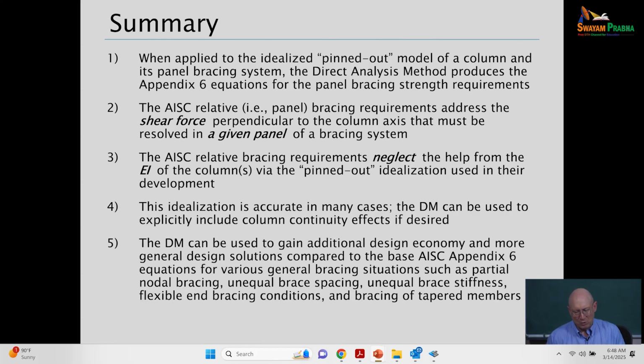We can use the direct analysis method if we've got more complex bracing cases to move beyond what we can do in just the use of the Appendix 6 equations themselves. So I want to go to Consteel here, and let's work through an example in Consteel. Try to get you to pull it up on your screen so we can work with it together.